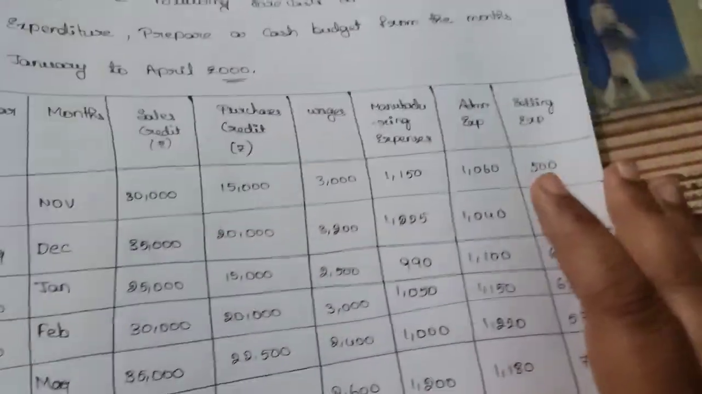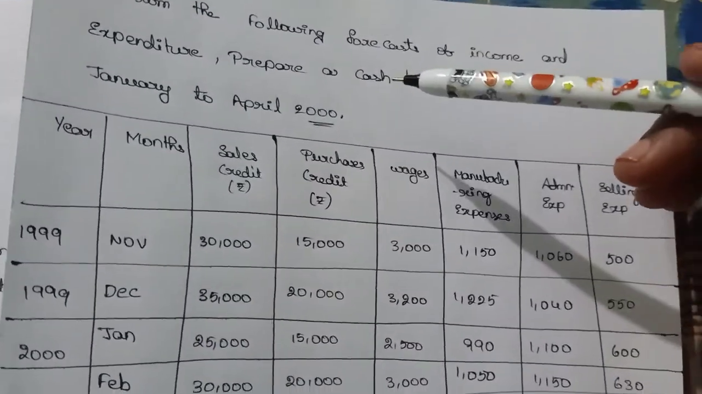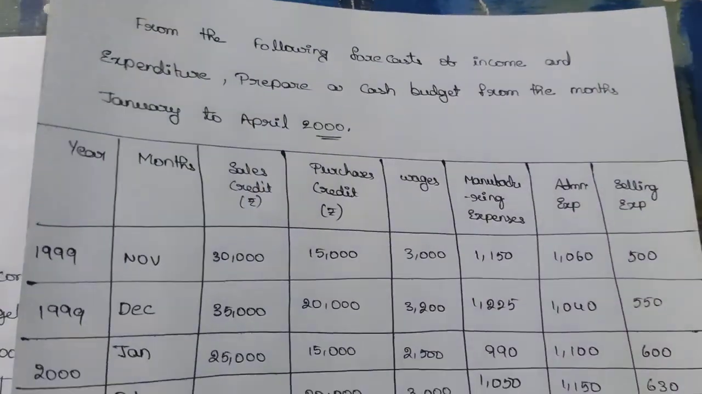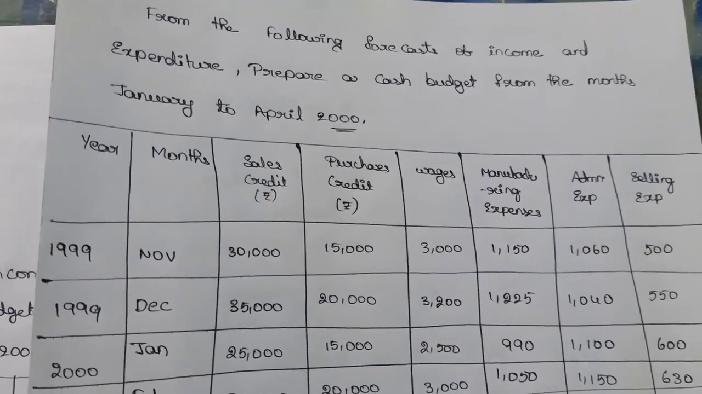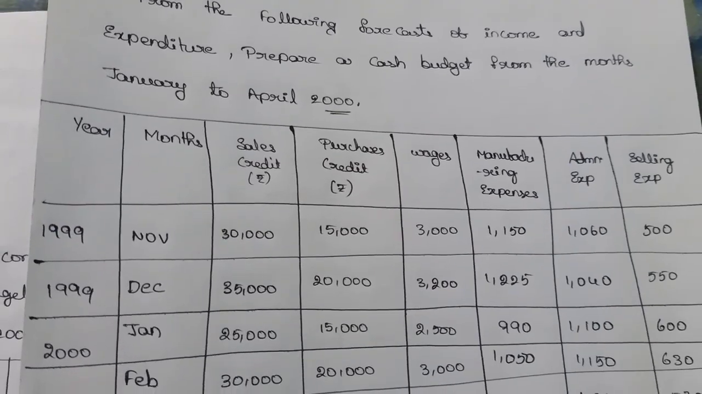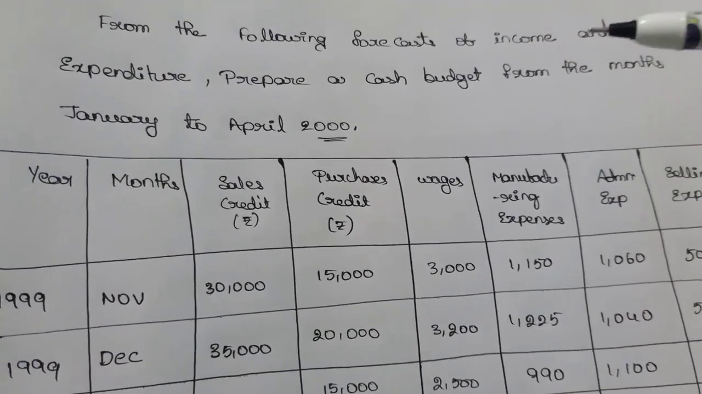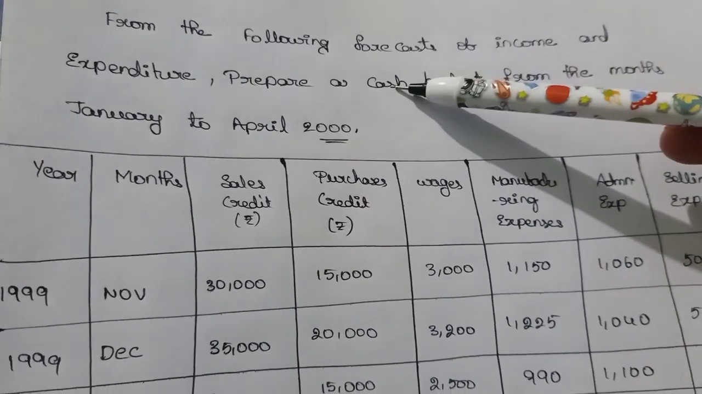Hi students, today we are going to discuss a topic in budgeting, which is cash budgeting. We already discussed the types of budget: production budget, sales budget, cash budget, flexible budget and master budget. Coming to the next important case study topic, the cash budgeting.